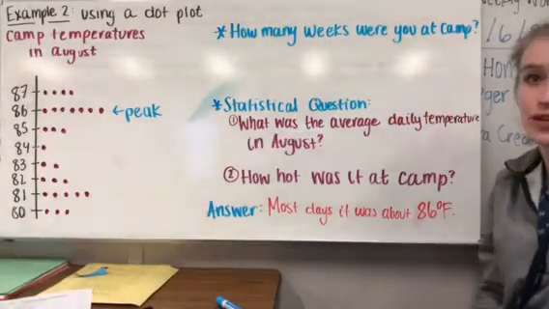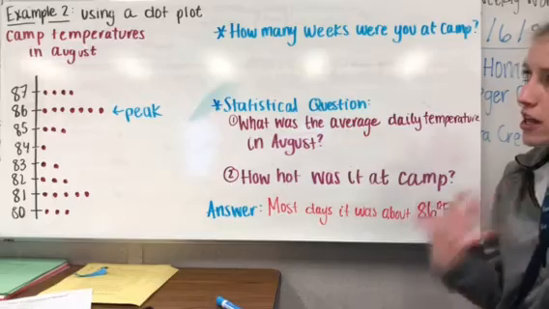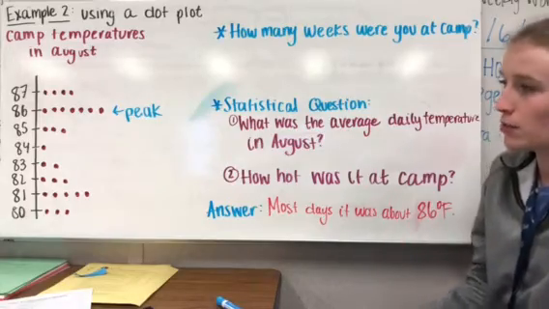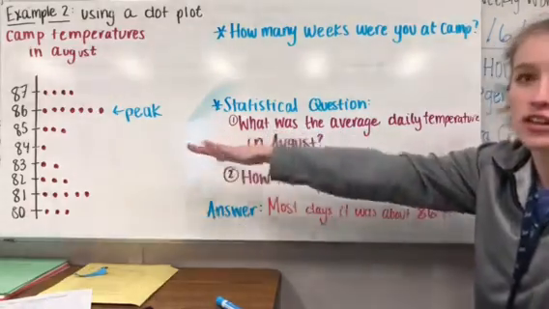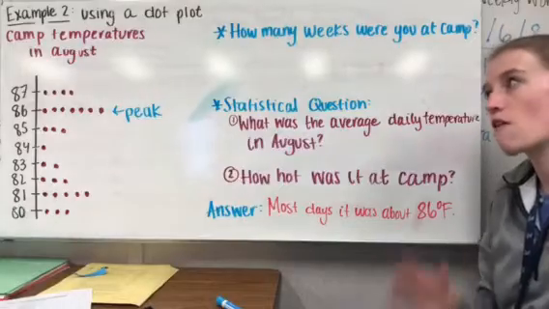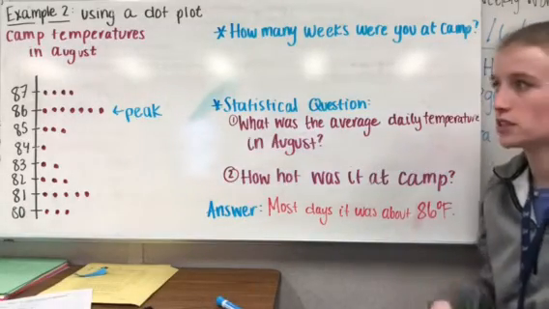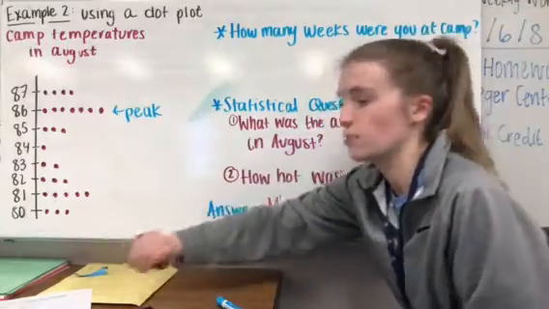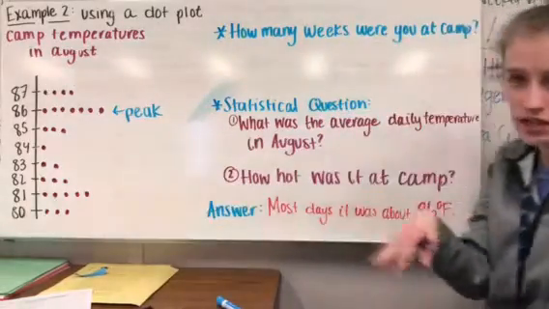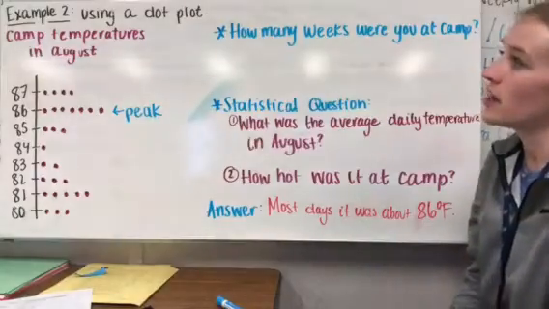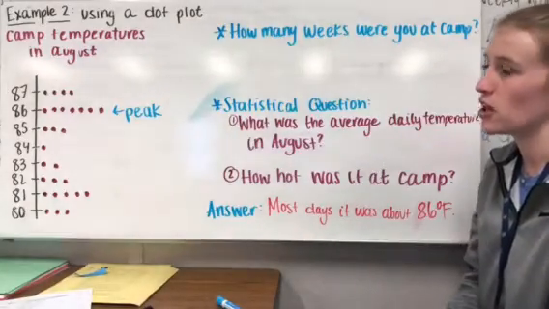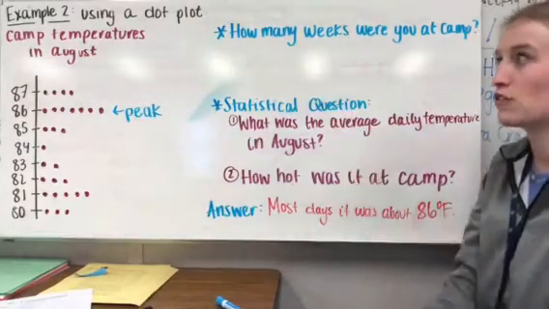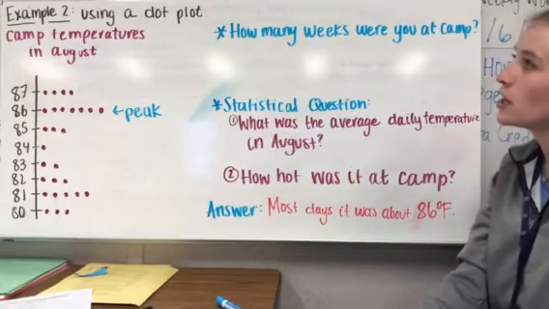Let's take a look at example 2. This time we're going to use our dot plot again. This dot plot looks a little different than the one we did before. This is now vertical, not horizontal, but it works in the same way. If you were given the numbers to start off with, I'd have 3 numbers at 80, 5 numbers at 81, and so forth. This says camp temperatures in August. So here are all our degrees of our camp temperatures in August.